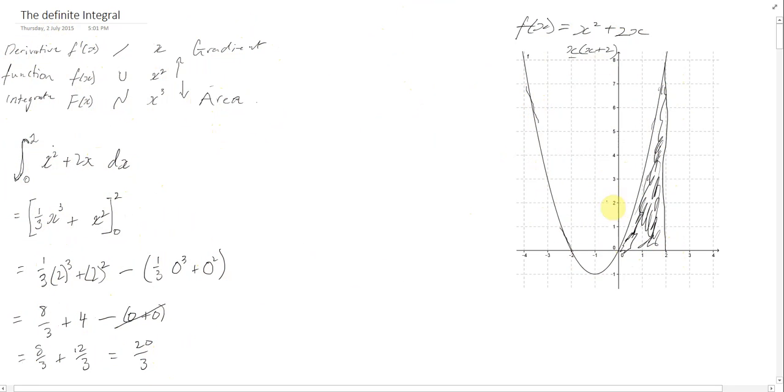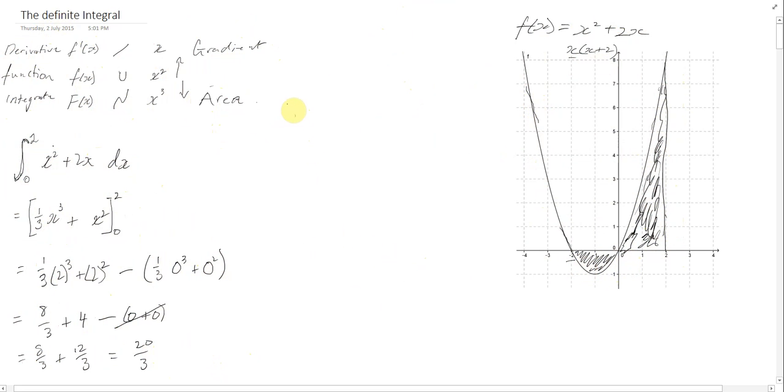That is, 20 on 3 square units is the amount of area in here, which is roughly a bit over 6. So there you go, there are about 6 square units in here. Now let's try another one, but this time, instead of finding the area between 0 and 2, I want to find the area in this bit here, when x is between -2 and 0.